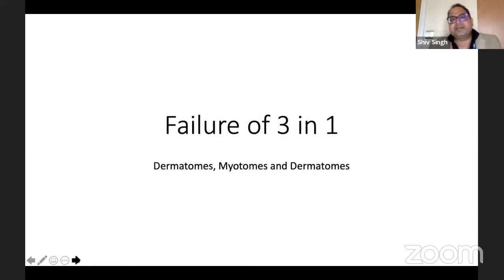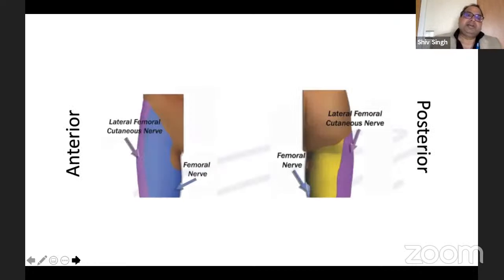So why does 3-in-1 fail? We need to understand dermatomes, myotomes. Also it should have been osteotomes. Say dermatomes here again. So in hip surgery, if you look at the hip at the dermatome level, you need to block the lateral cutaneous nerve.